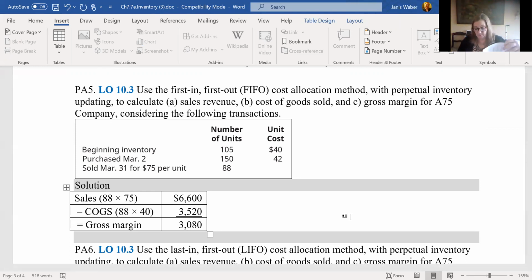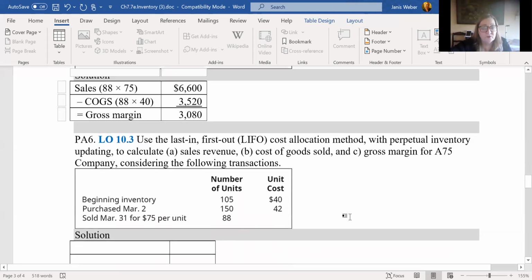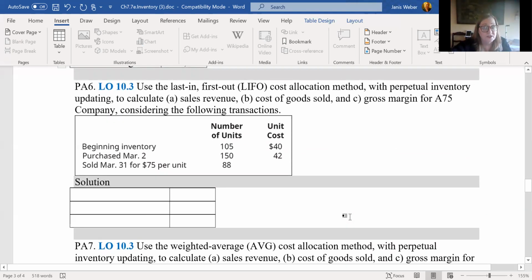Okay, now we got another one like it. I want you to pause it if you would and work this problem and see if you are getting the concept. This one is, instead of first in, first out, it's last in, first out. So it works exactly the same. It's even the same number set. It's just what would the result be if you used LIFO instead? So give it a shot.